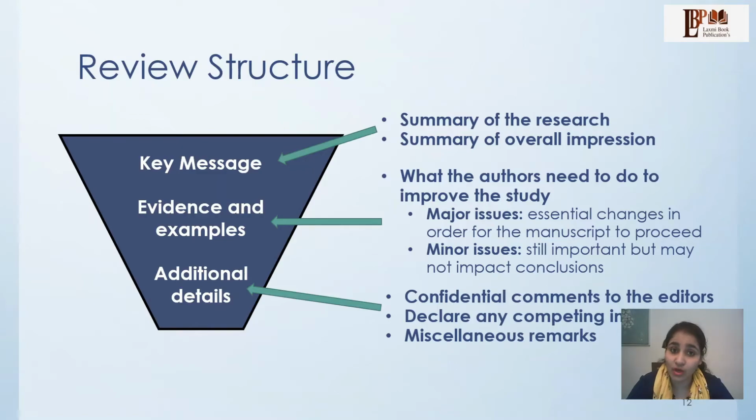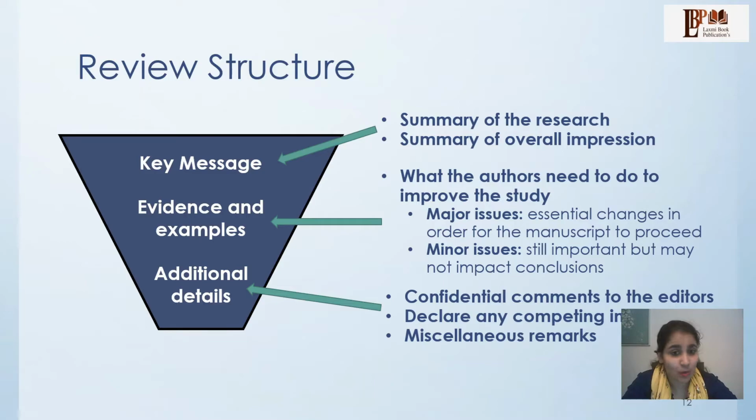Okay, so now we'll be talking about the review structure. Use an outline to keep your comments organized and easy to read. Keep your key messages at the top, followed by evidence and examples, and then additional details at the bottom. Start by summarizing the research in your own words and stating your overall impression. In the middle section, tell the authors what they need to do to improve the manuscript. Divide these sections into major issues and minor issues.